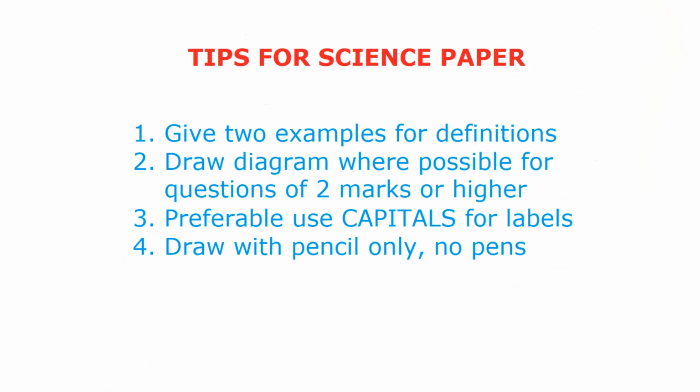Now we will see about the science paper. For every definition, you must give two examples. For 2 marks and above, wherever possible, draw a diagram. The diagram should be as per the textbook. If possible, labeling should be done in capital letters. Never draw a diagram with a pen. Always draw a diagram with a pencil.